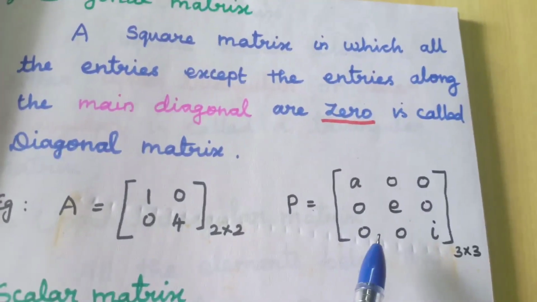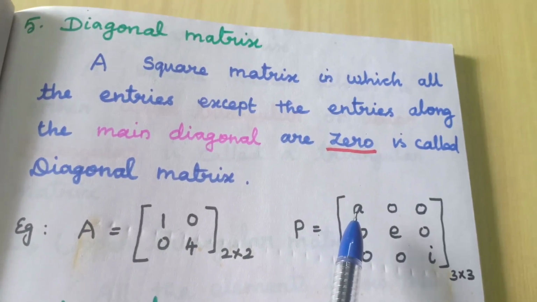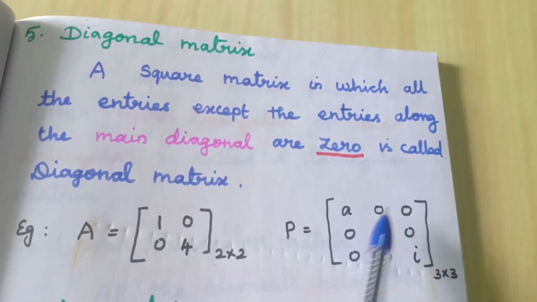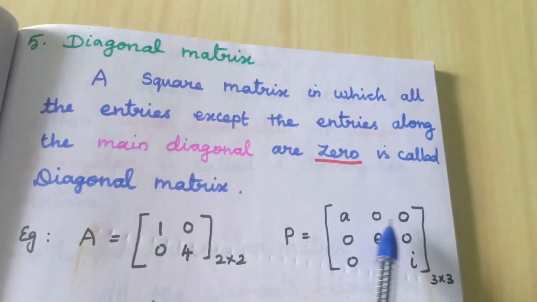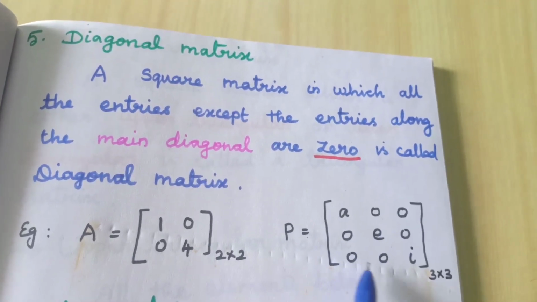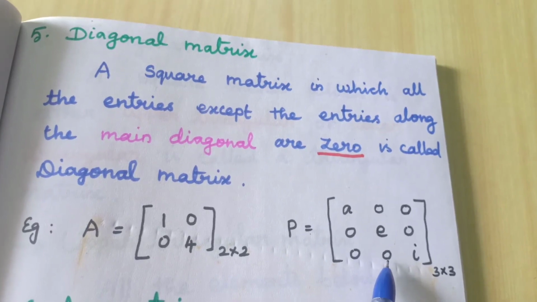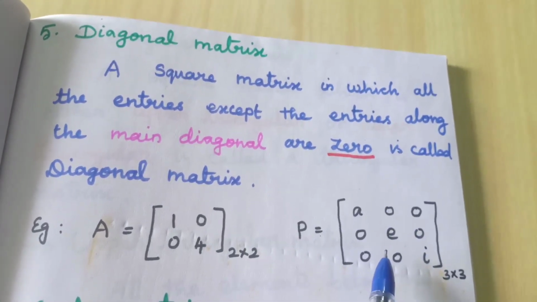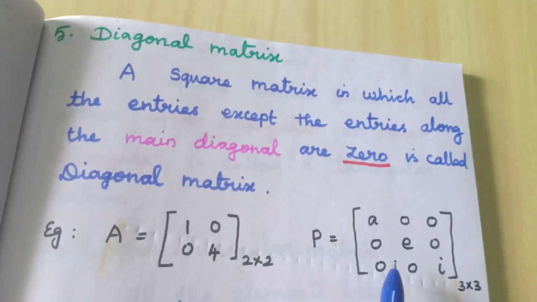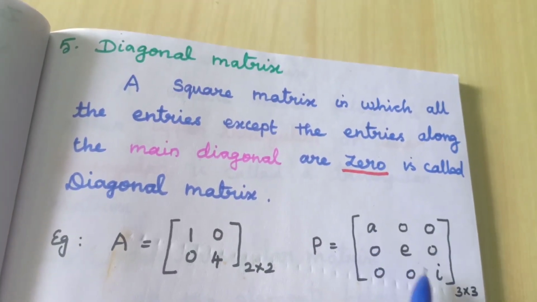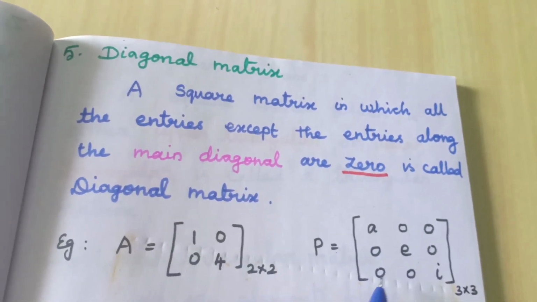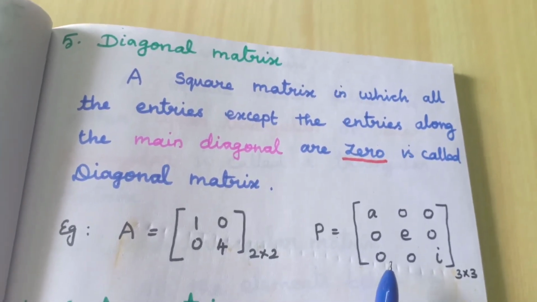In the same way, the matrix P. In that, the diagonal elements are a, e, i. Other than the diagonal elements, the remaining entries, that is a12, a13, a21, a23, a31, a32, are 0. Therefore, we can say this is a diagonal matrix. So a matrix, particularly a square matrix, in which all the entries except the main diagonal are 0, we can say that matrix is a diagonal matrix.